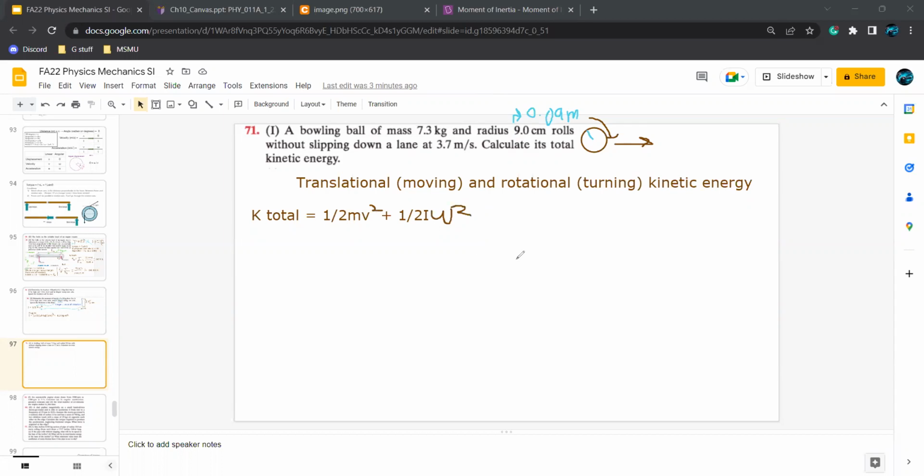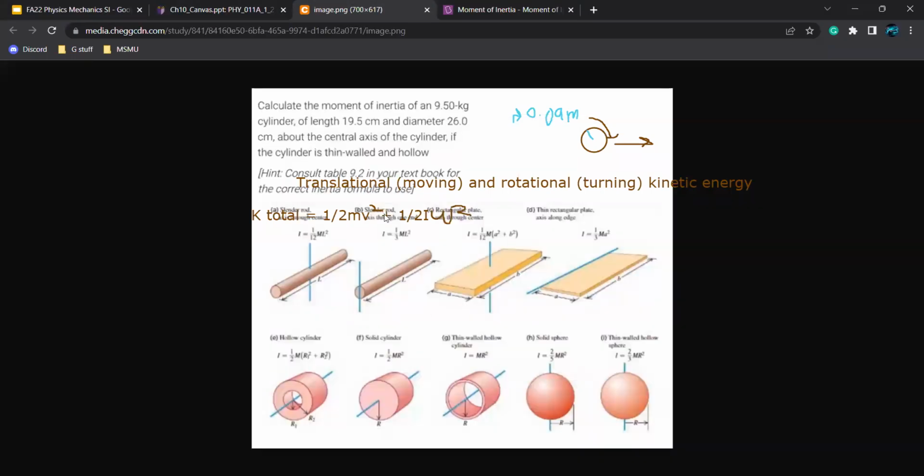Squared. Cool. So you can do this two ways. You can plug it in. Oh, wait, I'm skipping ahead. We need to find the I equation. Sorry.